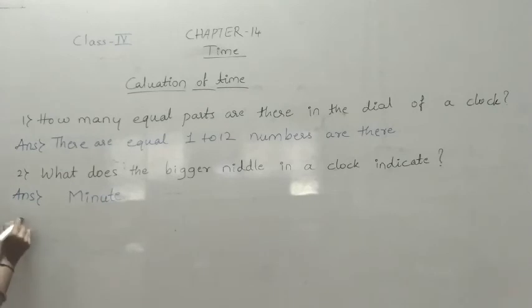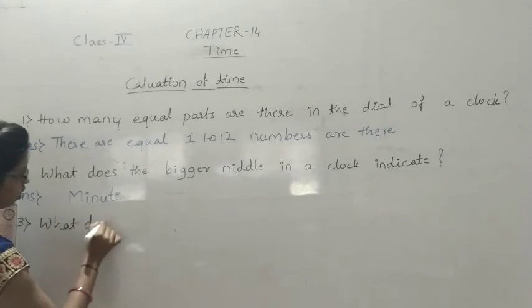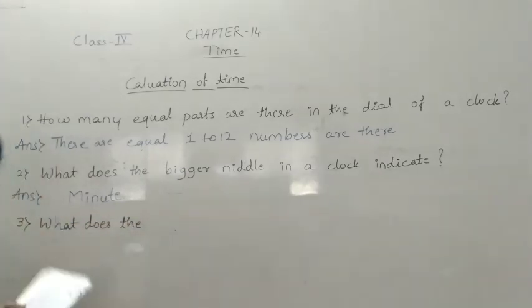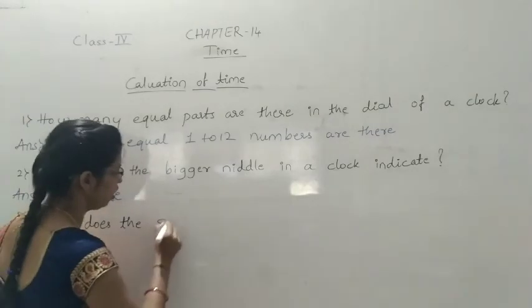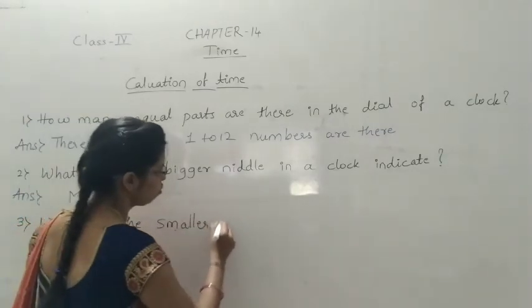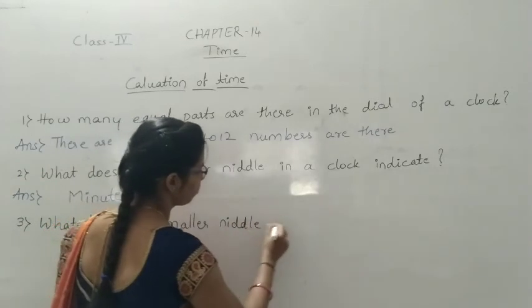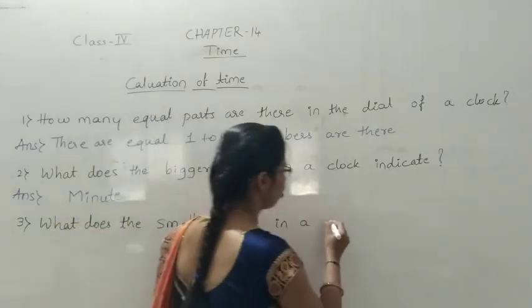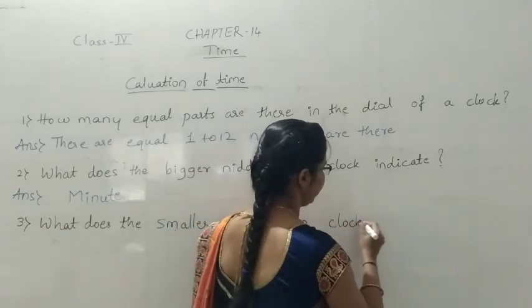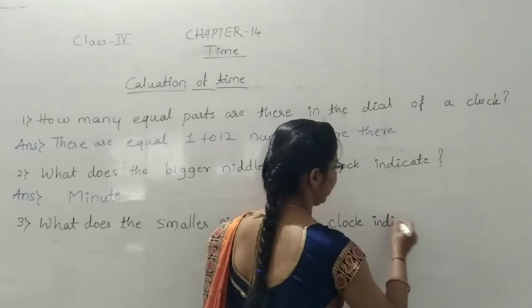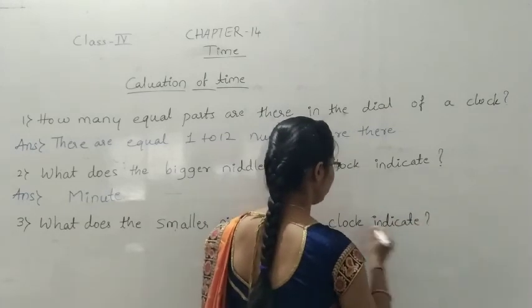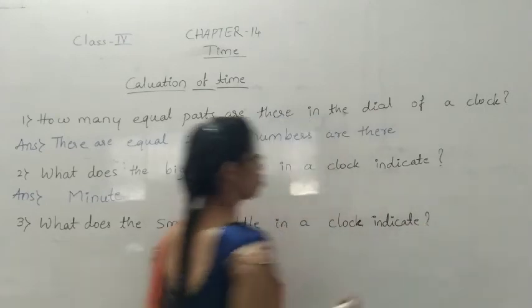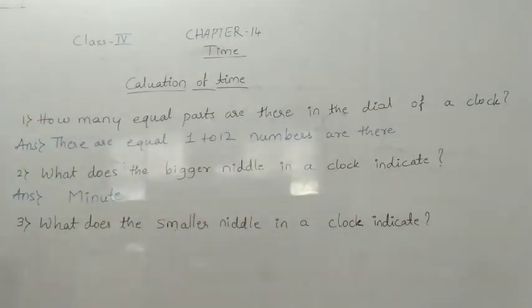Now, the third question. What does the smaller needle in a clock indicate? So here they are asking what the smaller needle indicates. That is hour. Answer is, the smaller needle indicates hour.